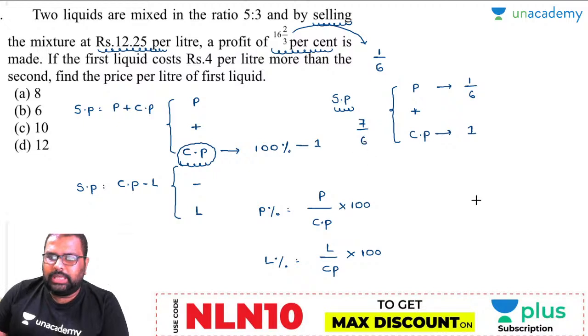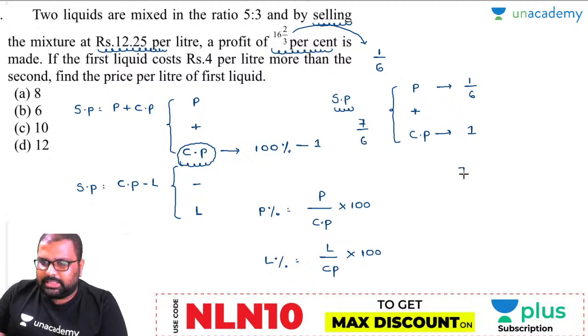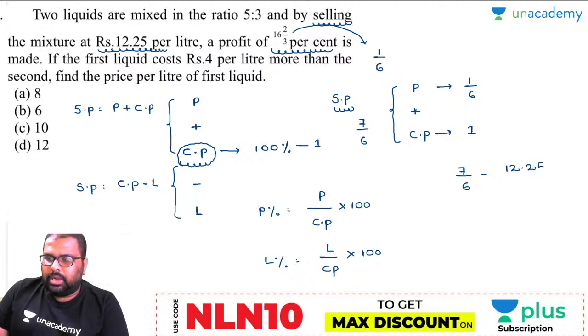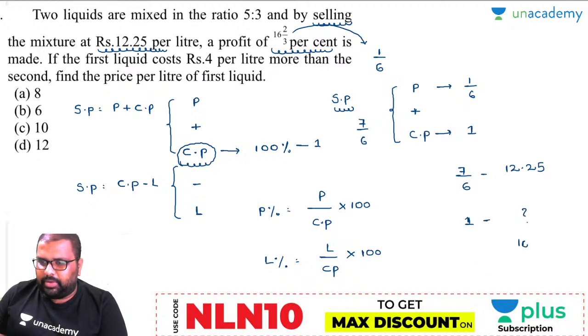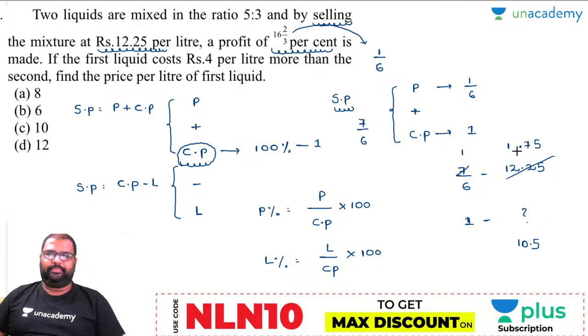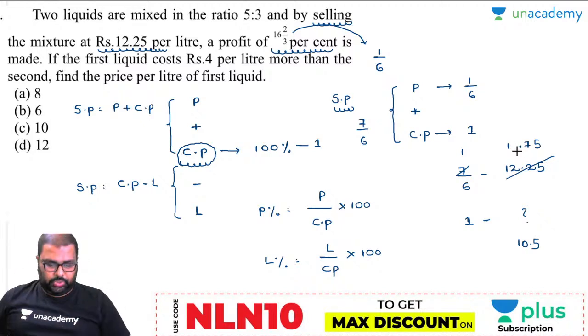Now, closely observe there, this 7 by 6 value is given as 12.25. Now, find out the cost price. Cost price value is nothing but 1. Calculate this and you will get 10.5 upon calculating this for sure, because 7 sevens are 49, fine. 1.75 into 6 will be 10.5 only. Right. Why I am doing this, I will show it.